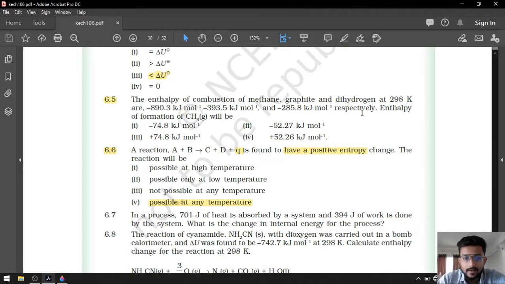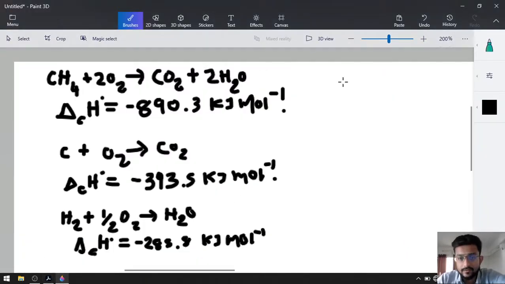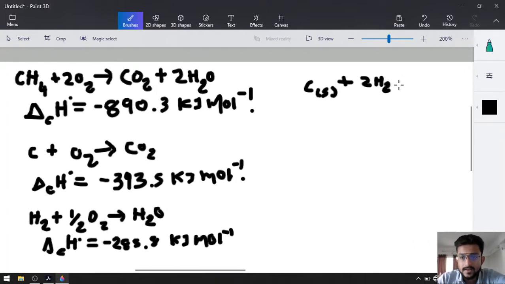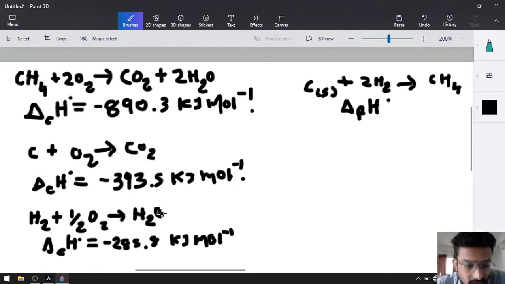After that, enthalpy of formation of CH4. Formation of CH4: carbon in graphite form, solid, with 2H2 gives me CH4 in gaseous form. For this reaction, they want ΔfH°. Using these three equations, you have to define this one.